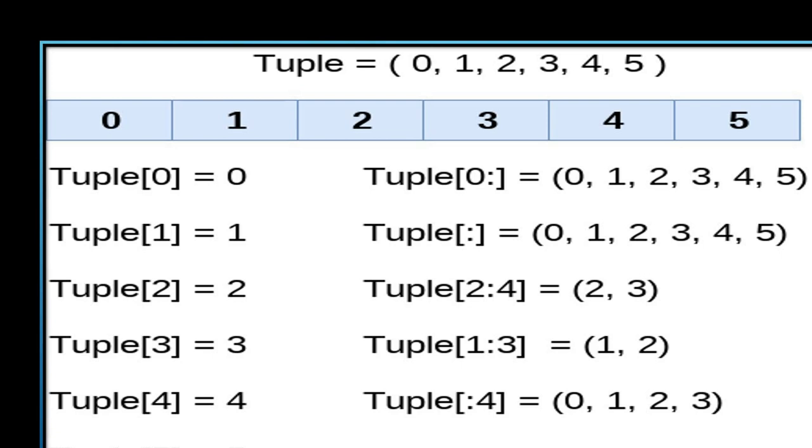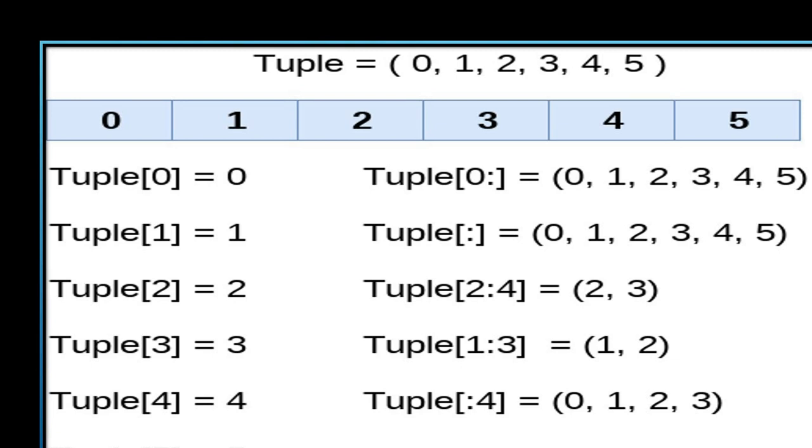And you have the tuple slicing. This is similar to list slicing and string slicing. 0 colon indicates starting from the 0th position, that is the index position, and the remaining elements will be displayed. Tuple with empty colon indicates all the elements, no starting point, no ending point, all the elements in the tuple will be displayed. Tuple 2 colon 4 indicates the starting index position is 2 and the ending is 3. So 4 is given in the statement, so it will take up to the number 3.